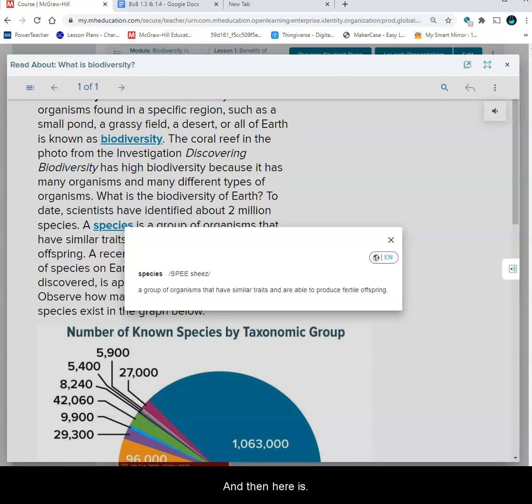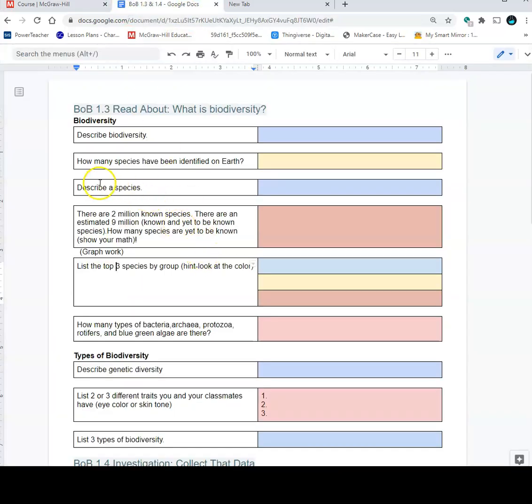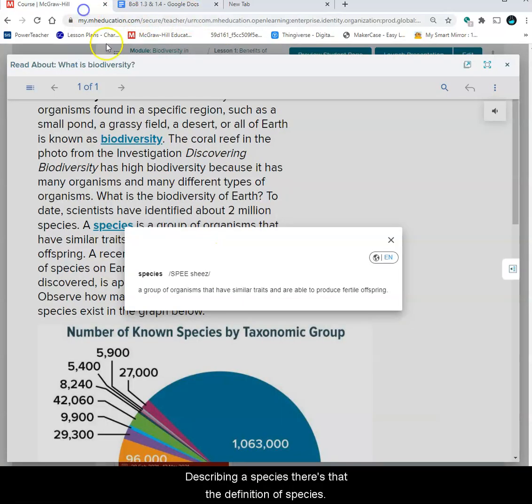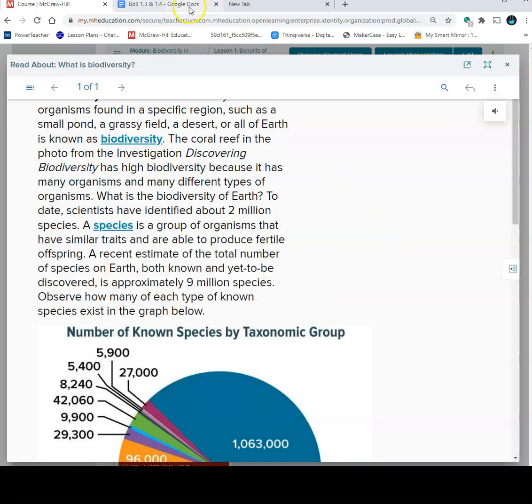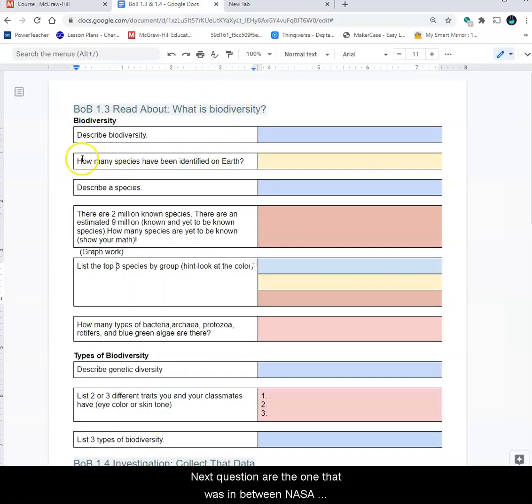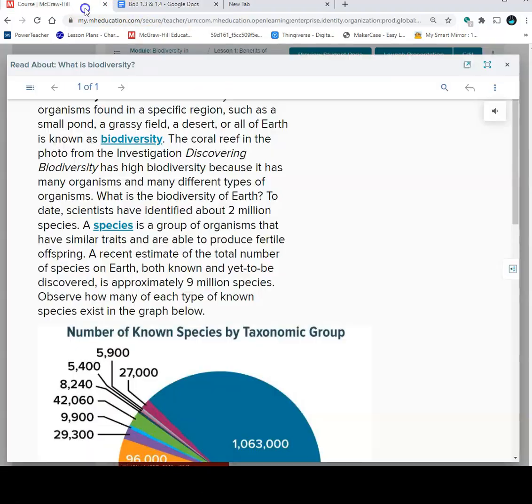And then here is describing a species. There's the definition of species. And there it is in Spanish. You can pause the video to read that. Next question, the one that was in between, how many species have been identified on Earth?